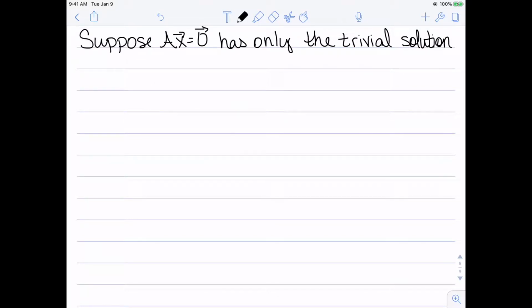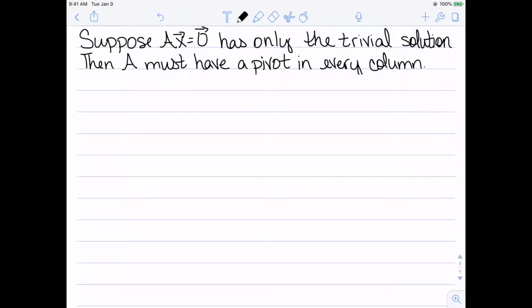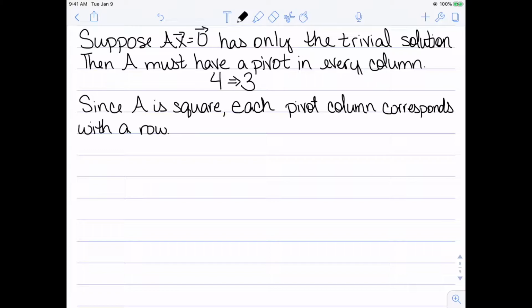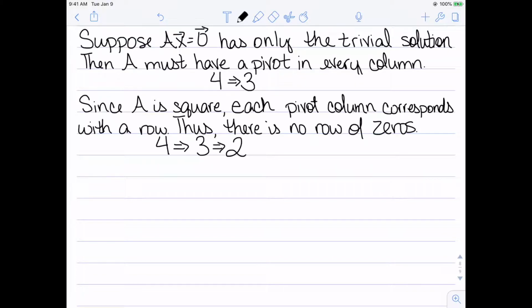For our next piece, we're going to suppose that AX equal to 0 has only the trivial solution. Then we know that our matrix A must have a pivot in every column by work we've done previously when I talked about homogeneous systems. So this tells us that 4 implies 3. If this only has the trivial solution, then I have n pivots. And since A is square, every pivot column is also going to correspond to a pivot row. Thus, that means there's no row of zeros. So now we have that 4 implies 3, which implies 2.